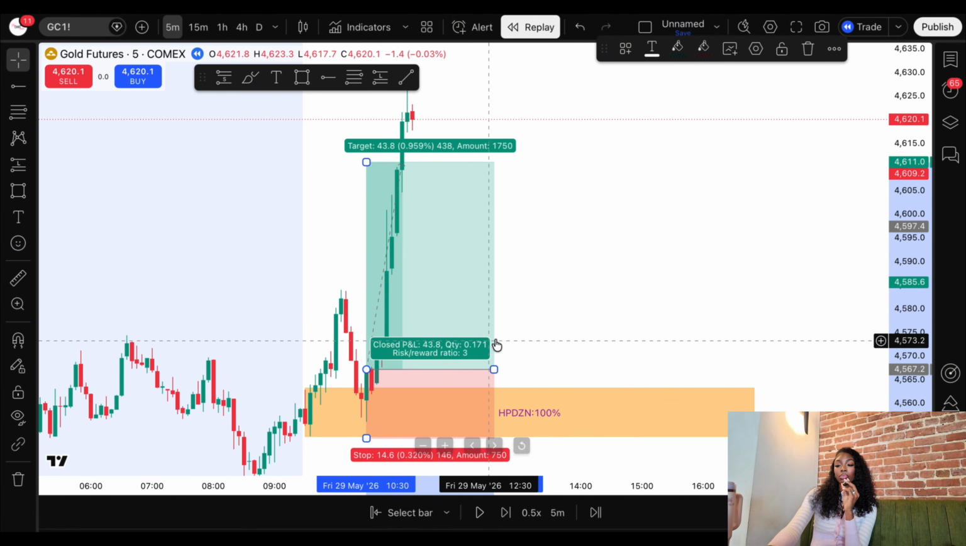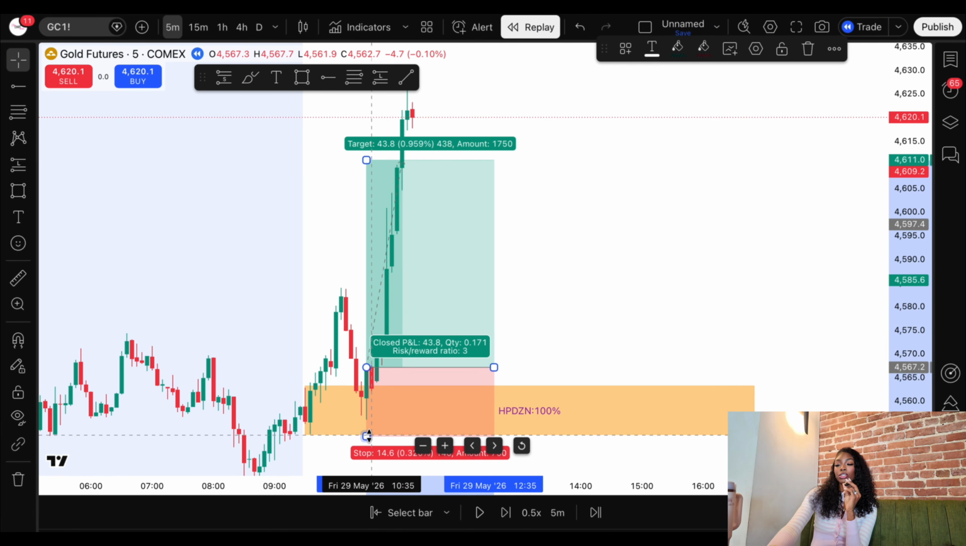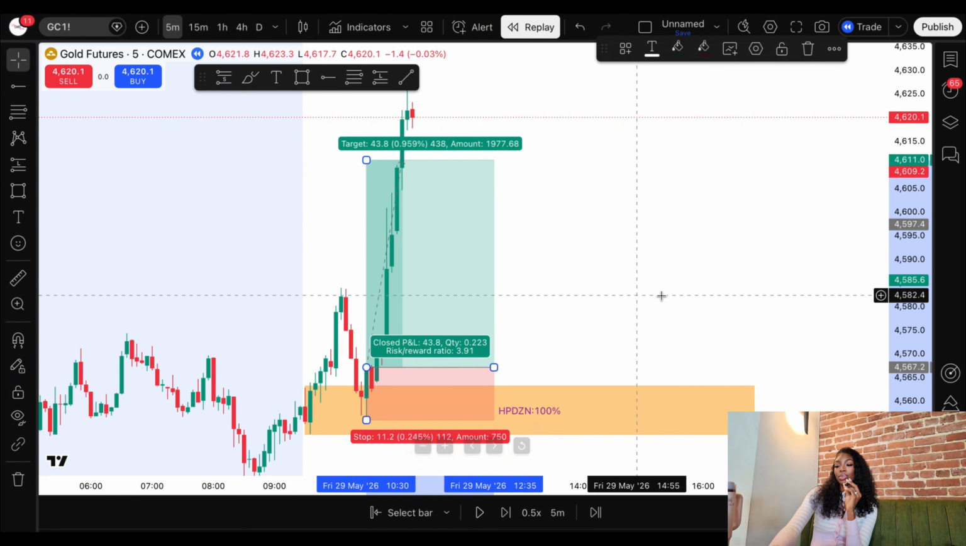It's about 14 points, but if you wanted to manage your risk, a current candle stop would have sufficed for this.